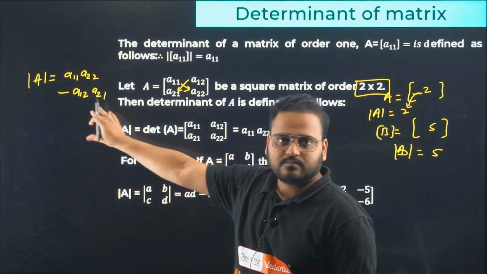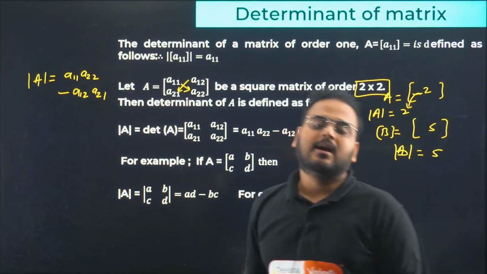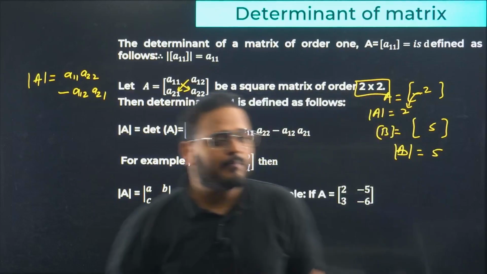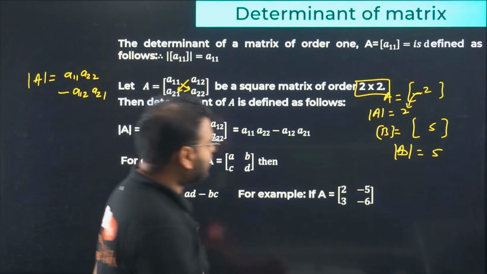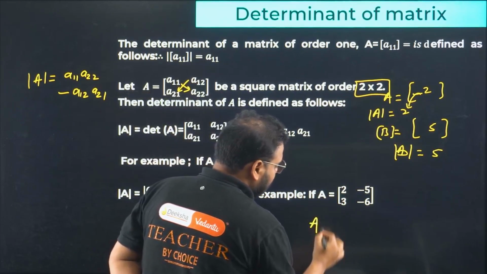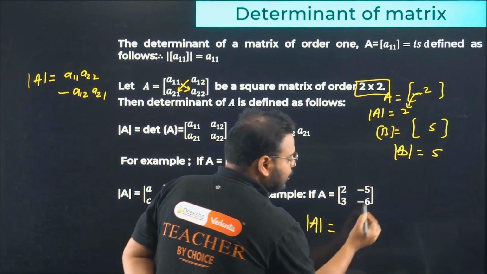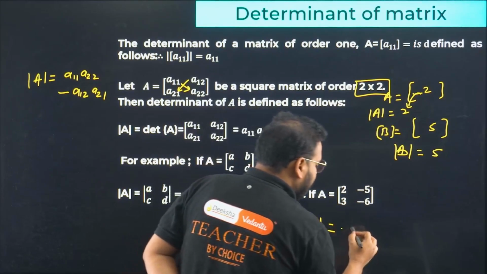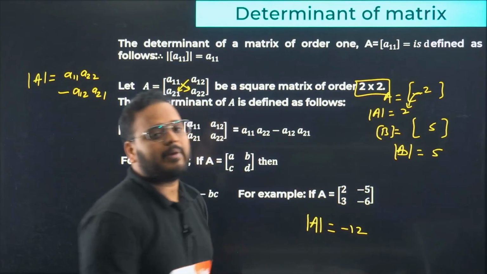This outcome of this value will simply be your determinant. Okay, we have taken an example, I'll show you over here. If I'm looking to find the determinant of the matrix A, what do I get? 2 into minus 6, how much is that? Minus 12. 2 into minus 6 is minus 12.